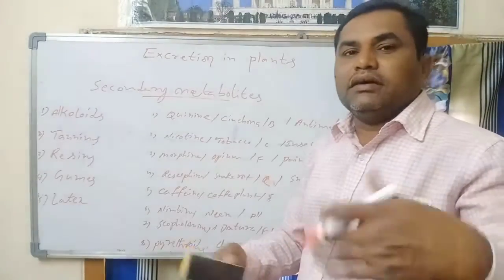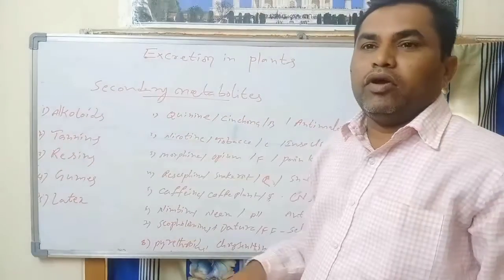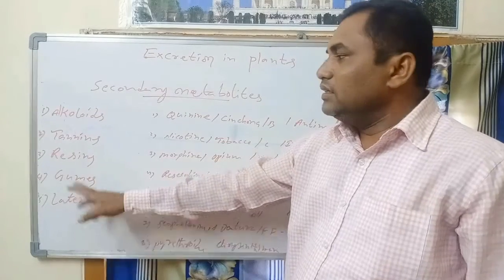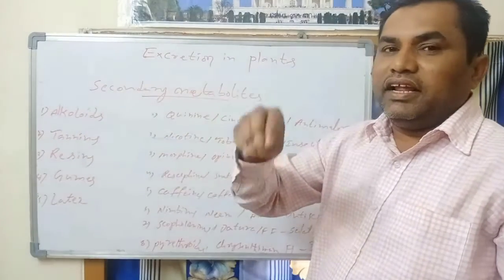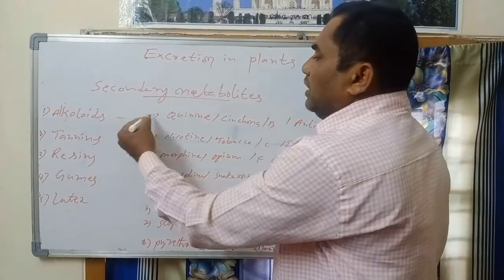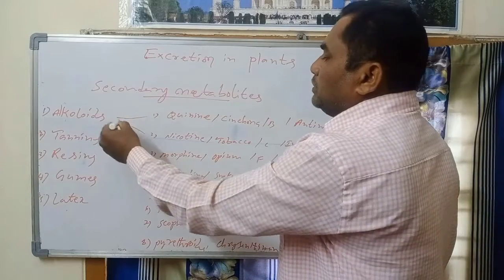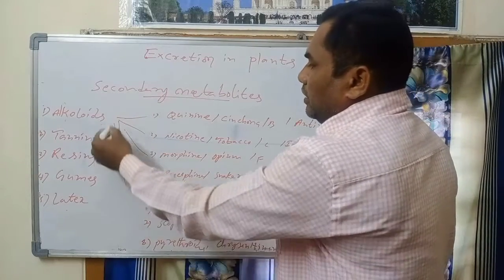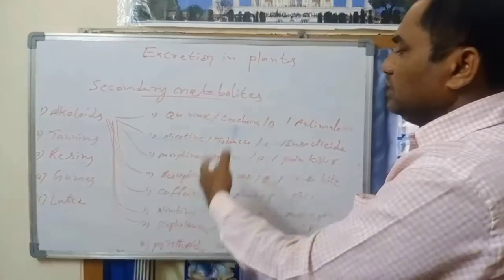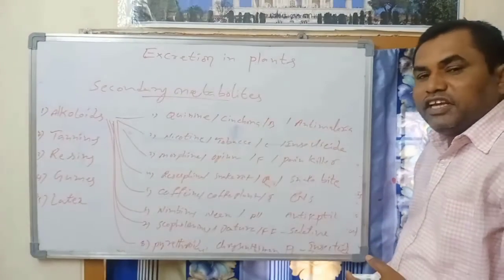Now let us discuss secondary metabolites. Mainly the secondary metabolites in plants are alkaloids, tannins, resins, gums and latex. Alkaloids are nitrogen containing substances. Now let us discuss alkaloids. Some of the plants produce alkaloids, so let us go to their names, the plants, from which parts they are produced and what the uses of the alkaloids are.